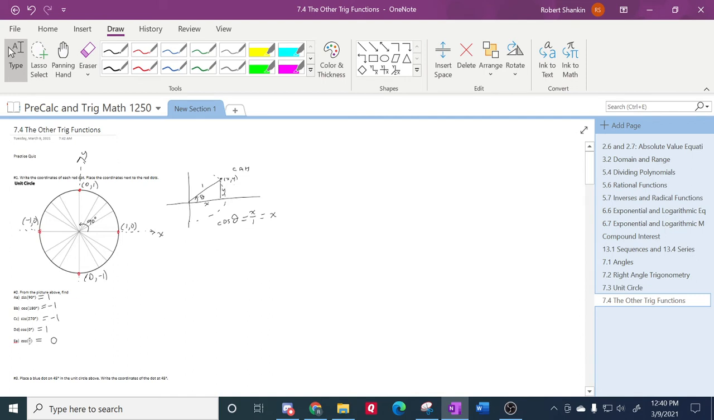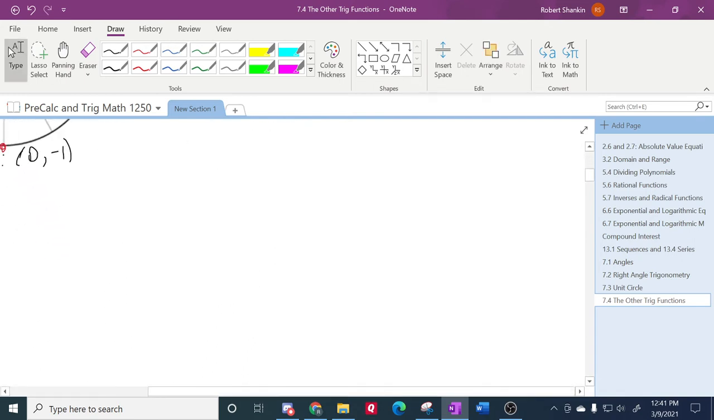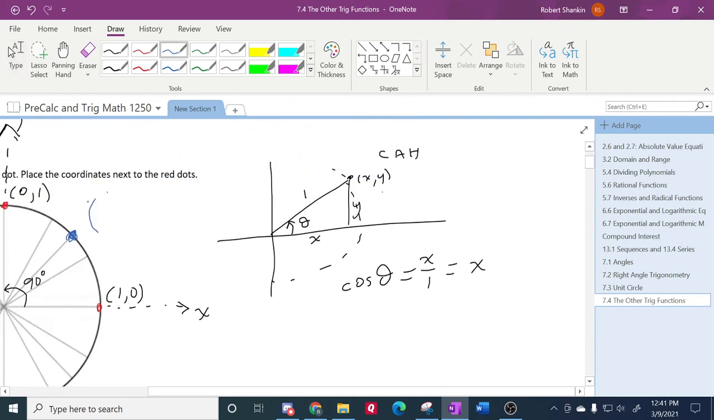Alright, so placing a blue dot here, 45 degree angle, and then we're writing the coordinates of that point. Give you 10 more seconds. The coordinates are square root of 2 over 2, square root of 2 over 2. I'm going to have to zoom in a little bit so I can write it a little bigger.